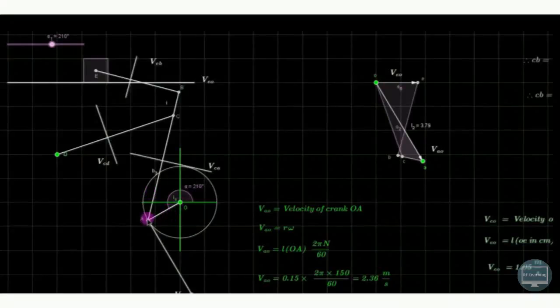Now here OA is the crank which is rotating uniformly in the anti-clockwise direction. So velocity of A with respect to O is perpendicular to this particular crank and in the anti-clockwise direction. So this vector, velocity of A with respect to O, that is VAO, is as shown over here. These are all the oscillating links.